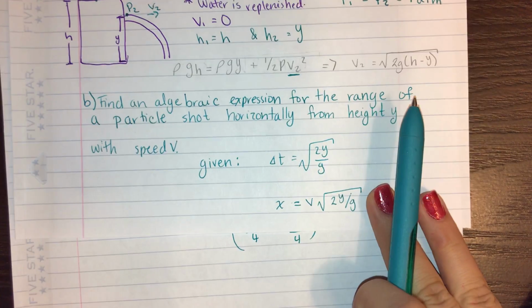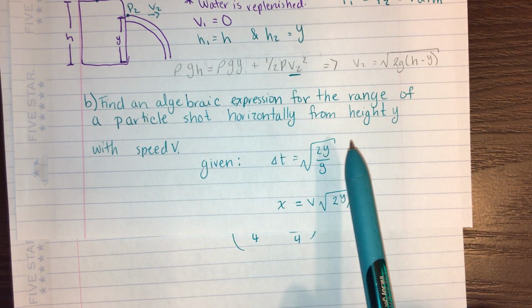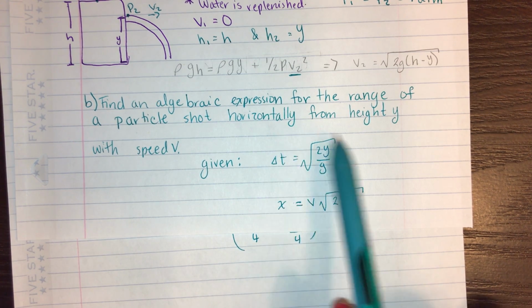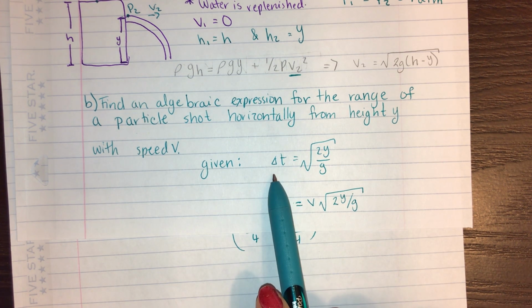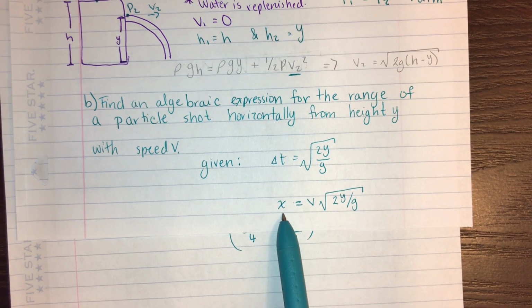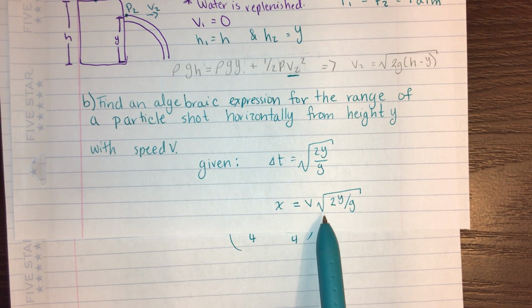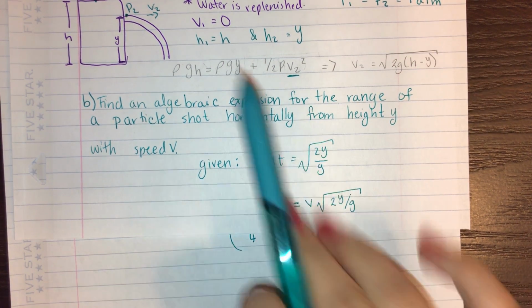For part B, we were looking for the expression for the range of a particle shot horizontally from the height y with speed v, and these solutions were given. So we have that the change in t is equal to the square root of 2y over g, and x is equal to the velocity times the square root of 2y over g. And you can find these on iLearn through announcements for our physics class.